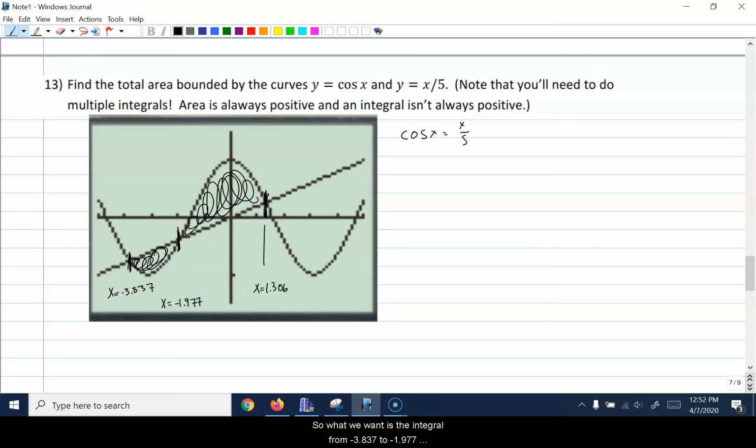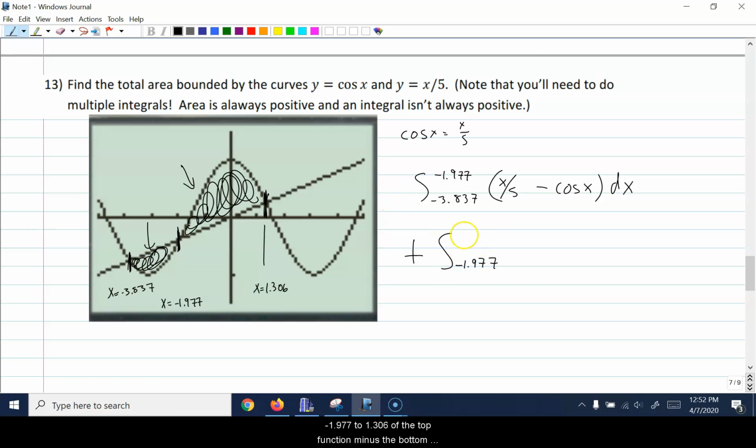So what we want is the integral from -3.837 to -1.977 of the top function, x over 5, minus the bottom function, cosine x. That'll be this area. Plus, we want this area. That'll be the integral from -1.977 to 1.306 of the top function minus the bottom function. Well, if I put them in the opposite order, if I just do x over 5 minus cosine x again, that'll give me the right answer, but negative, I will fix that with a negative sign out front.